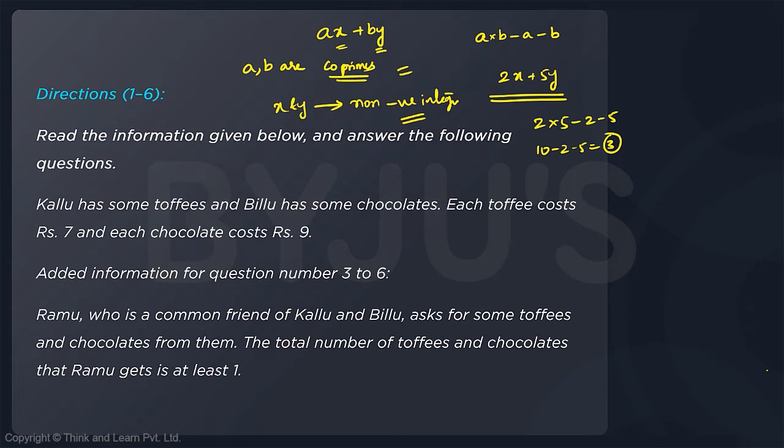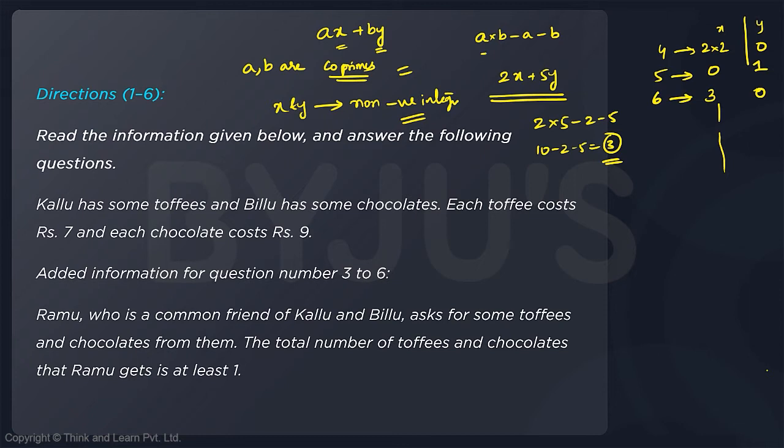For example, how do you get 4? 4 you will get by 2 into 2. Your x is 2, and y is 0. How do you get, let's say, 5? 5 you will get by putting x equal to 0, y equal to 1. How will you get 6? 6 you will get by putting x equal to 3, y equal to 0. So this way you can get every possibility, but the highest number you cannot get is 3. So this is the concept.